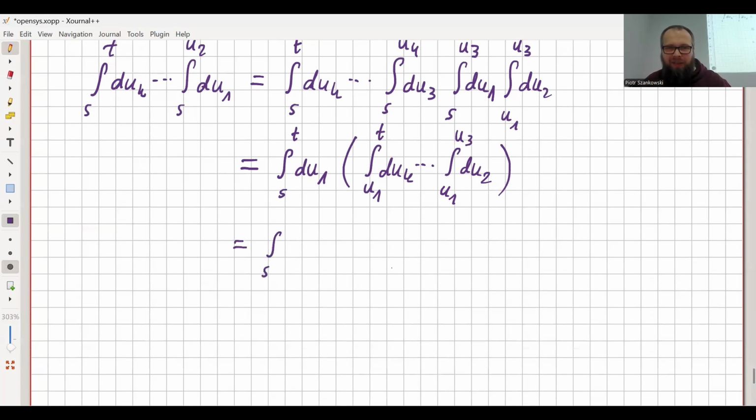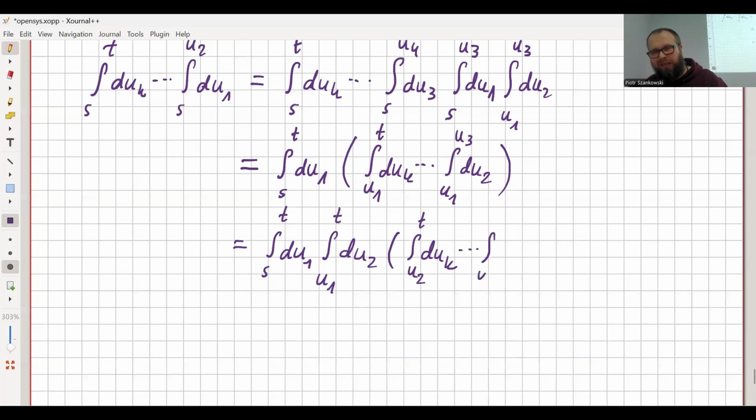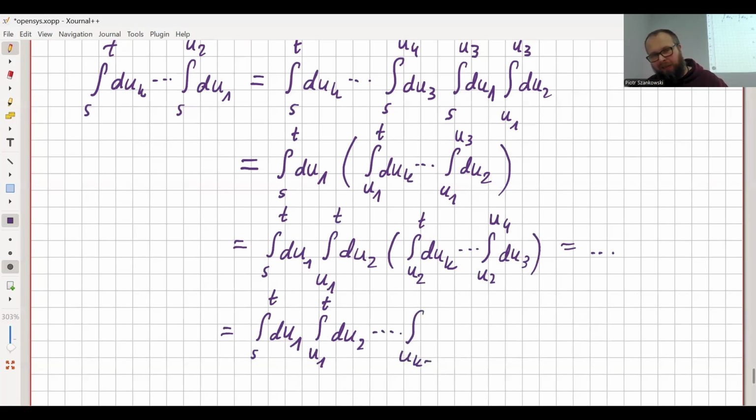So if we do the same thing for, I mean, almost the same thing, because we stop here with u2, t, and then we will be here, t, u2, du_k, u2, u4, du3, and iterate, and finally we'll get s, t, du1, u1, t, du2, dots, u_{k-1}, t, du_k, right?